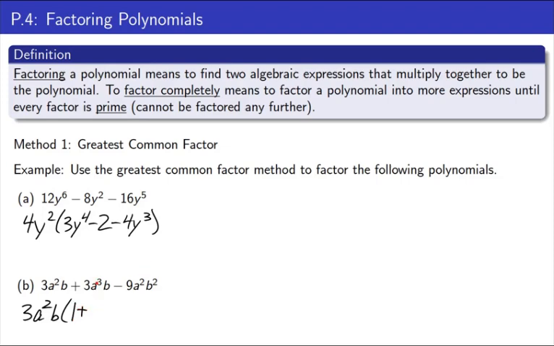Next, the 3 factors out, the b factors out, and if I take a squared out of a cubed, I'm just left with a. Next, if I factor the 3 out of negative 9, I get negative 3. Factoring the a squared out leaves nothing behind, and factoring a b out just leaves a b. And that makes this one finished.